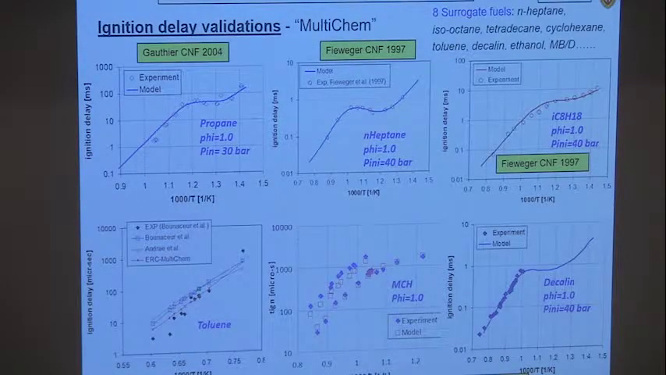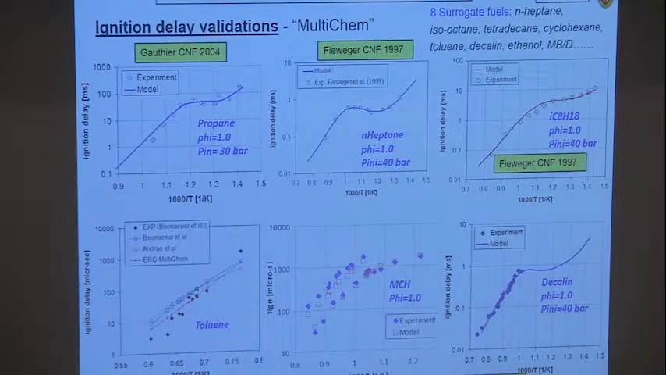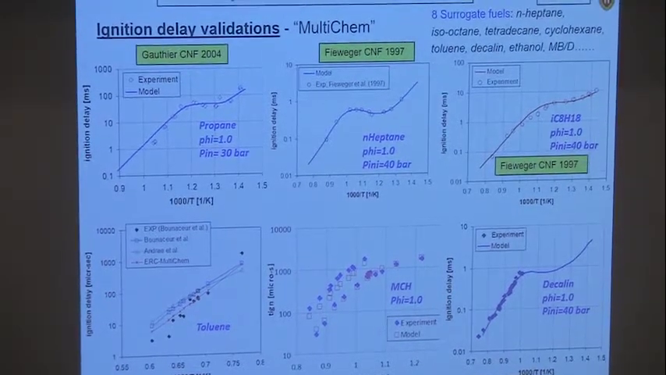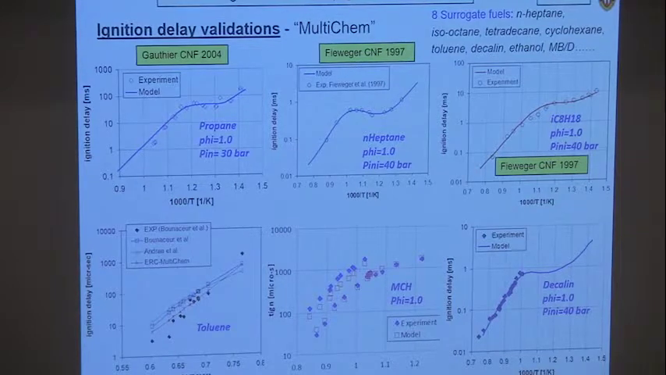And this just shows some of the performance in one of his papers here. This is for 8 surrogate fuels with N-heptane, isooctane, tetradecane, cyclohexane, toluene, decalin, and ethanol, and the butanoate for biofuels. Propane, N-heptane, isooctane, toluene, methyl cyclohexane, decalin. Again, experiments from the literature shown in the boxes here. And you can see that this Multicam mechanism does a reasonable job for a wide variety of fuels.